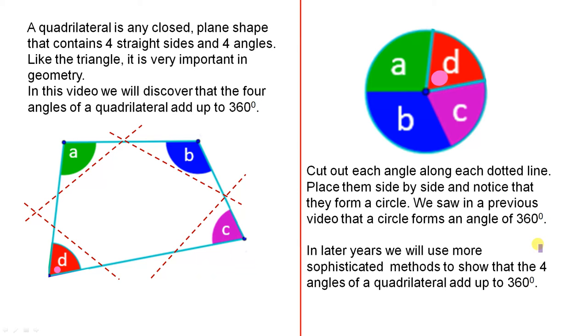In later years, we will use more sophisticated methods to show that the four angles of a quadrilateral add up to 360 degrees. So let's have a look at a few examples on the next slide.